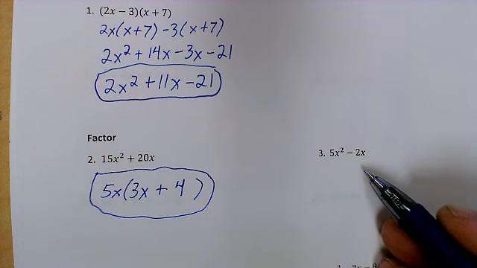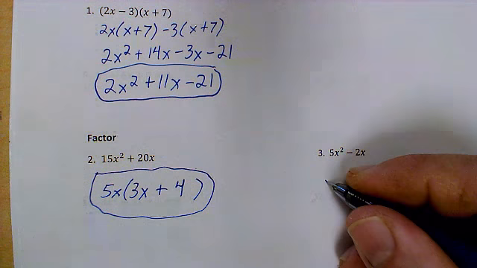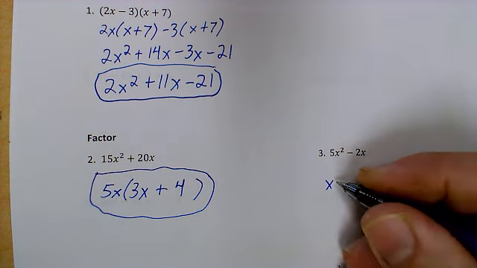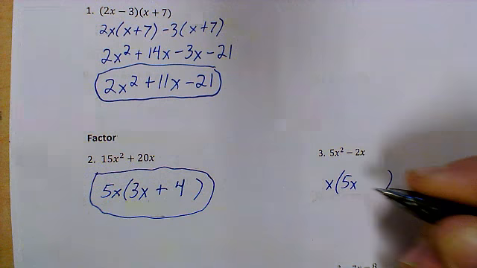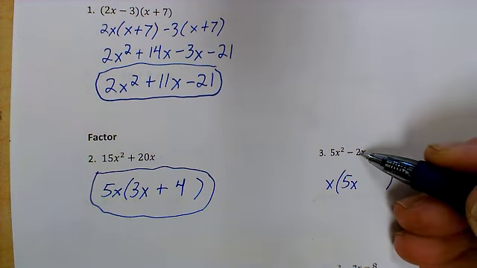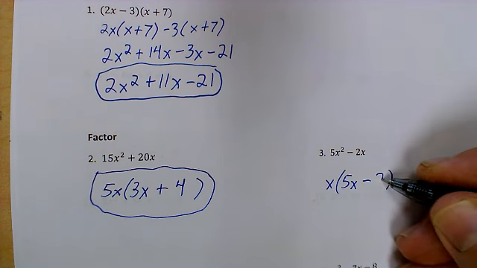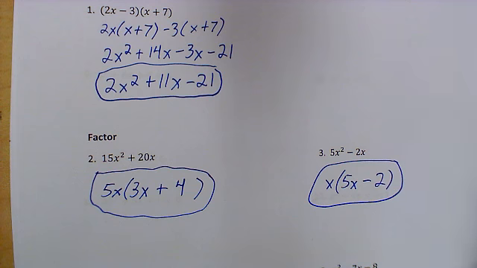Looking at number 3, it also has a greatest common factor, but only of 1x. So 5x squared divided by x is 5x to the first power. Negative 2x divided by x is negative 2. And this would be factored completely.